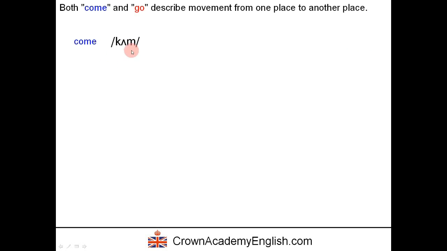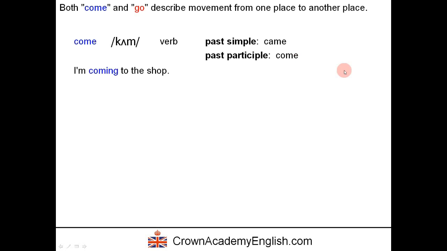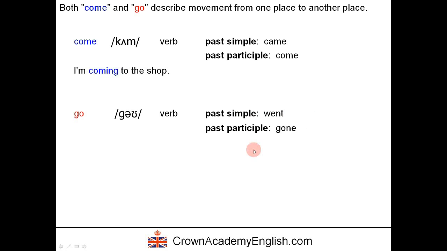Come. The pronunciation is come. It is a verb. The past simple is came and the past participle is come. Example, I'm coming to the shop. Go. Go is also a verb. Past simple is went. The past participle is gone. Example, I'm going to the shop.